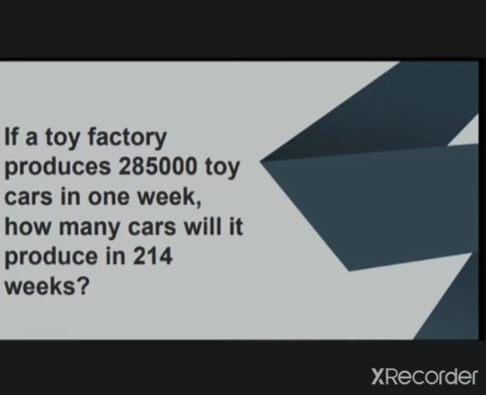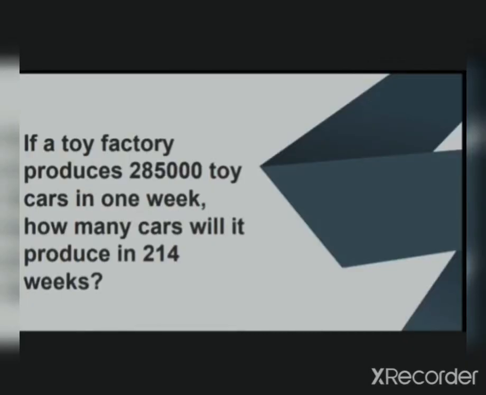The question is asking: if a toy factory produces 285,000 cars in 1 week, how many cars will it produce in 214 weeks? So 1 week, you will write in the solution. So we have to multiply 285,000 with 214 to get our answer which the question is requiring. So let's solve this question.